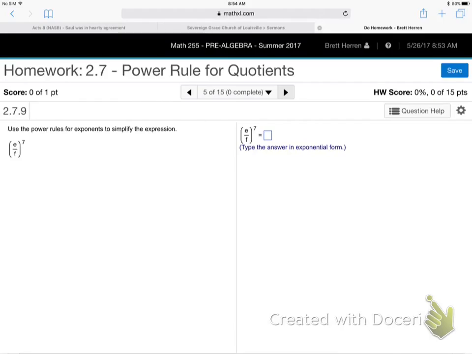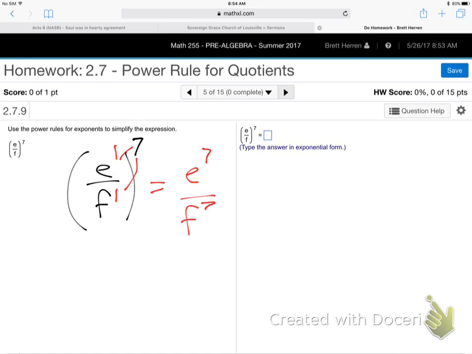All right. So, E, we're doing the letters now. E over F to the 7th. So, what do powers outside parentheses do? Multiply the invisible 1 powers on the inside. Boom and boom. So you get E to the 7th over F to the 7th. And that's it.